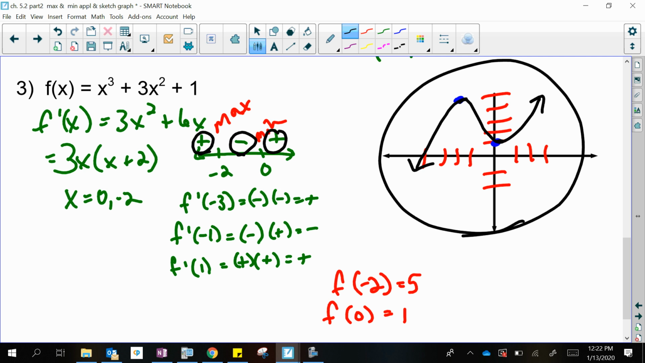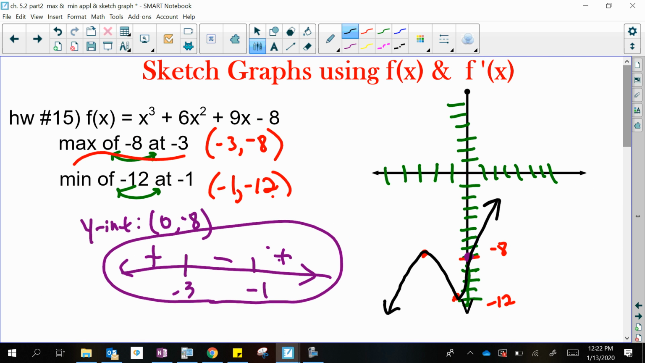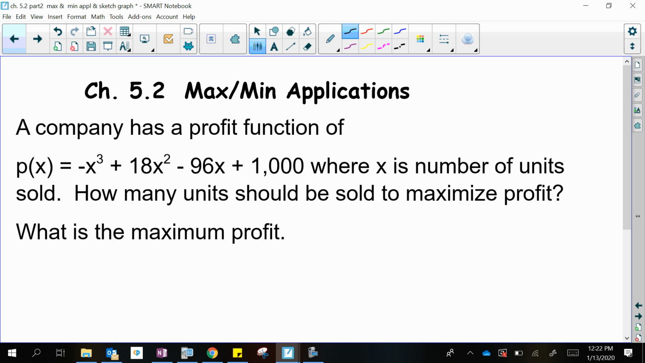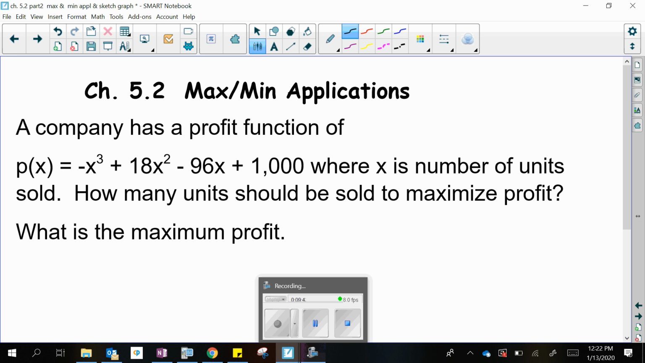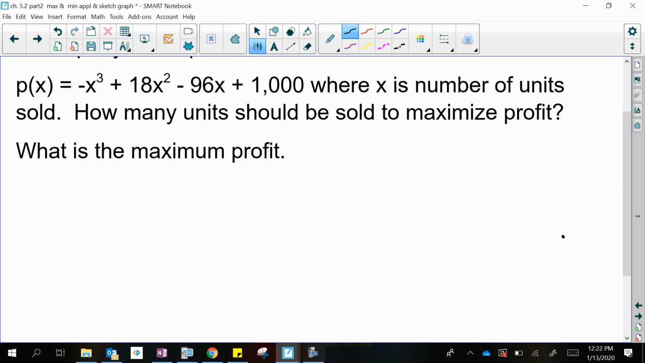Okay. The only other thing we're going to do today is solve a couple of word problems based on finding maxes and mins. Everybody go back 2 pages now. Very good. It says a company, and these actually go pretty quickly. A company has a profit function of this, where x is the number of units sold. How many units should be sold to maximize profit? What is the maximum profit?